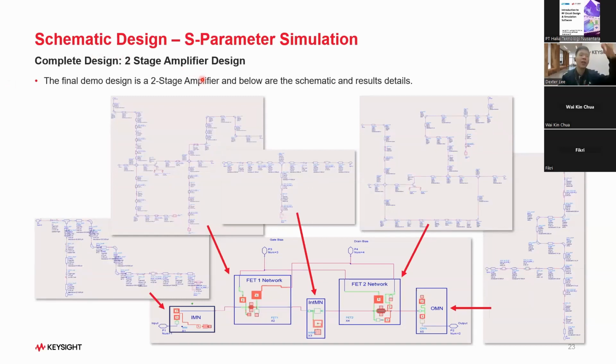Previously, the features that I've highlighted were just on a single stage, to show you some of the capabilities that ADS is able to do. But the actual demo design that we'll be working on, looking at EM simulation, is a two-stage amplifier design, whereby you can see that there are two FET networks, and we can do impedance matching using the Smith chart utility tool for the input, the intermediate, and also the output match. So this is the final design.